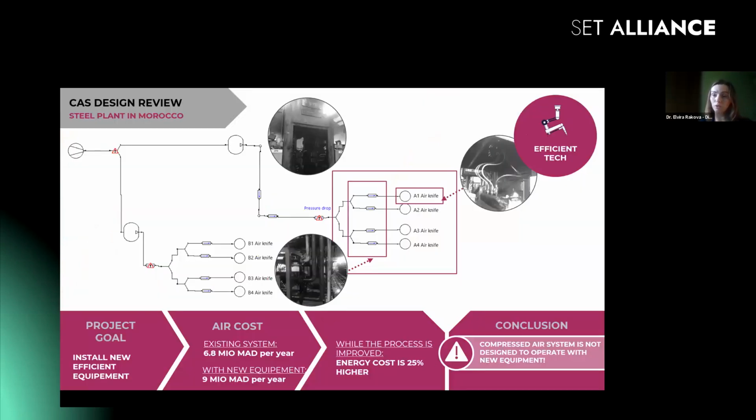When we take those measures fragmentally, for example, when we use efficient technology, here is just an example of a Moroccan steel manufacturer. They bought a new efficient machine for their production, and the compressor had to produce 25% more. You might think it sounds crazy, but actually the compressed air system was not designed to handle this inefficient component, this inefficient machine. This is why it had to produce more.